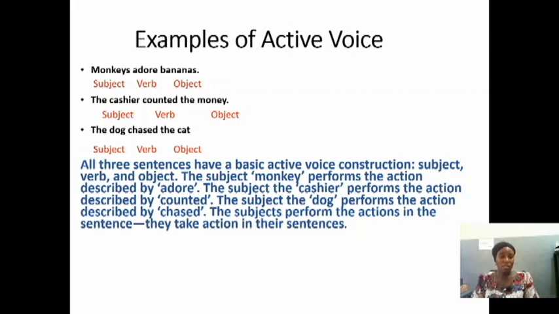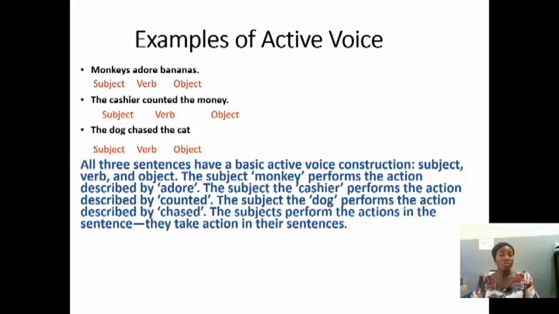You can see the simple positions that each of these words occupy. Monkeys adore bananas. Monkeys in this sentence is the subject of the sentence. Adore is the verb, and then we have bananas, which is the object of the sentence. The next example is the cashier counted the money. The cashier is the subject, counted is the verb, the money is the object. The dog chased the cat. That is another example. The dog is the subject, chased is the verb, the cat is the object.